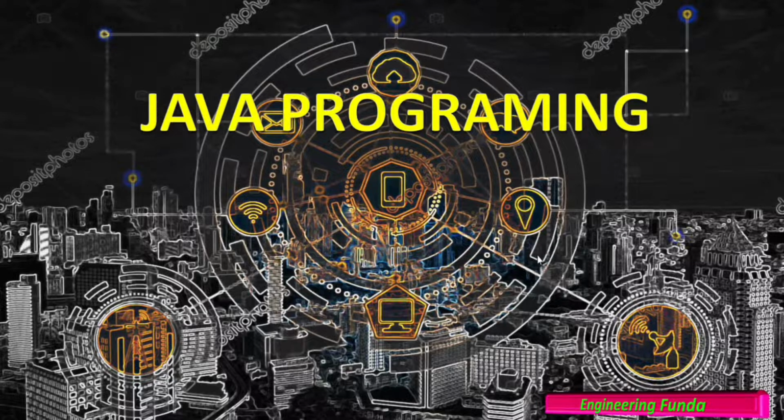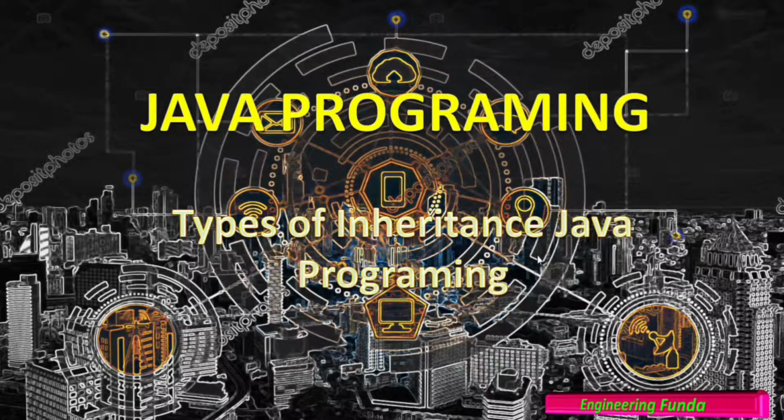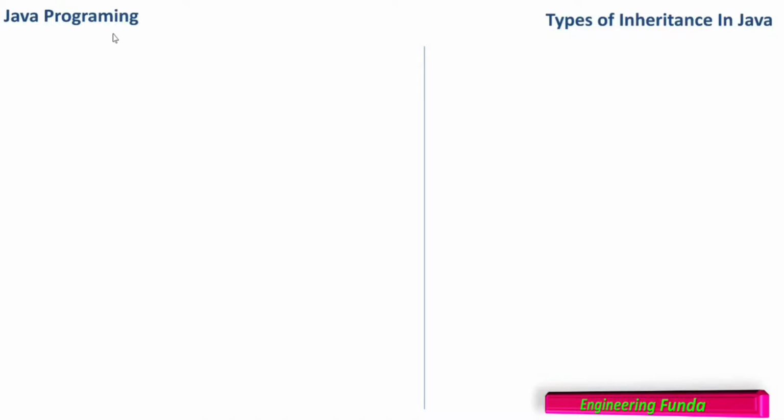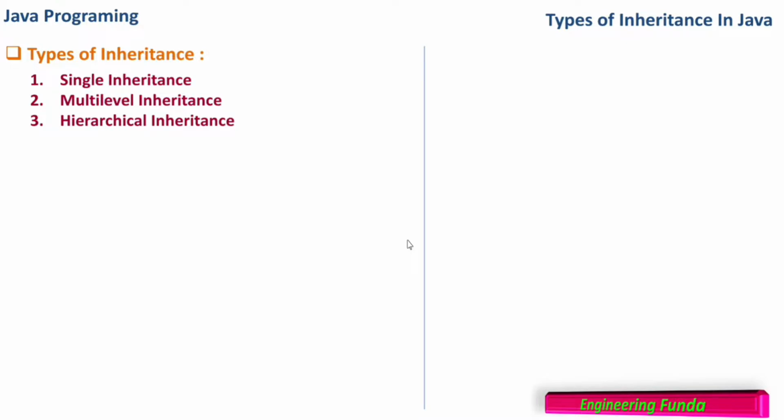In the previous video we have seen the concept of inheritance. In this video we are going to see the types of inheritance in Java programming. So here let us first list down the different types of inheritance possible in Java programming. Basically there are three types of inheritance possible in Java programming: single inheritance, multi-level inheritance, and hierarchical inheritance. We'll see each of them one by one with an example, starting with single inheritance.